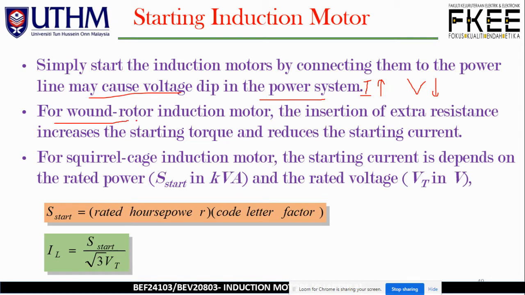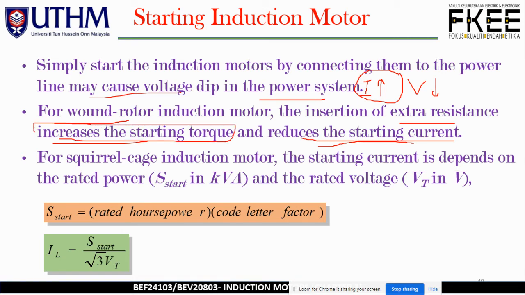Okay, then what happens if we have the wound rotor type of induction motor? The insertion of extra resistance may increase the starting torque and reduce the starting current. So this is one of the very effective and significant methods to reduce the starting current here. The high starting current, the inrush current, may go up to 6 times the rated current, for example. By inserting the extra resistance, it may reduce the current and also increase the starting torque. Having a high starting torque gives an advantage for the motor to be easily rotated.